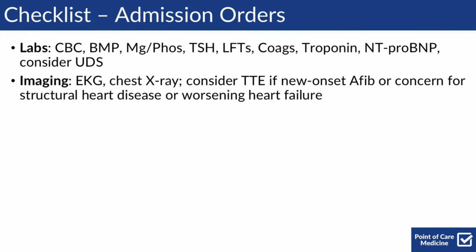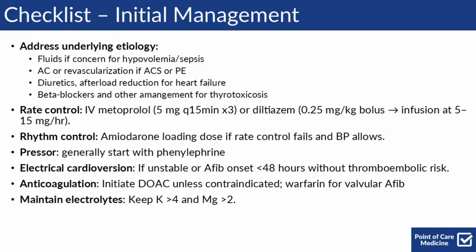Moving on to admission orders. For labs, order a complete blood count, basic metabolic panel, magnesium and phosphorus, TSH, liver function tests, coags, troponin, and NT-proBNP. Consider a urine drug screen too in appropriate situations. For imaging, get an EKG and chest X-ray. Consider a transthoracic echo or TTE if the AFib is new onset or if there's concern for structural heart disease or worsening heart failure.